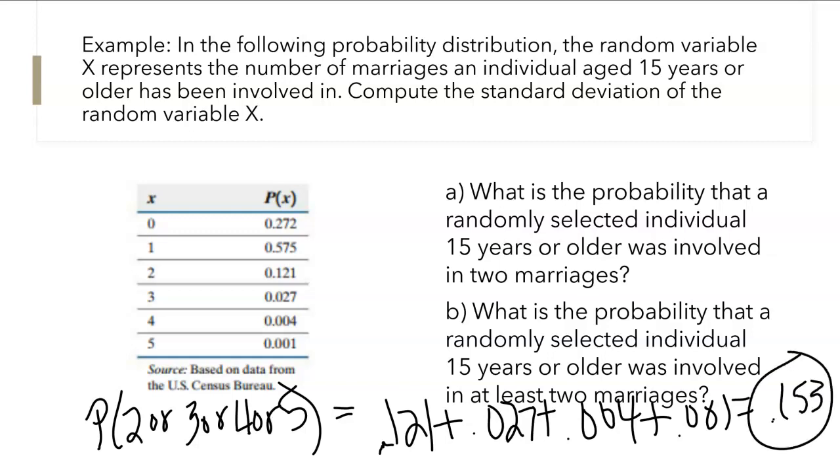So the probability that a randomly selected individual 15 years or older was involved in at least 2 marriages is 0.153. And if it helps you to look at that as a percentage, that's approximately 15%. All right? And so this is how you calculate the standard deviation, and we also answered a couple more questions about this probability distribution.